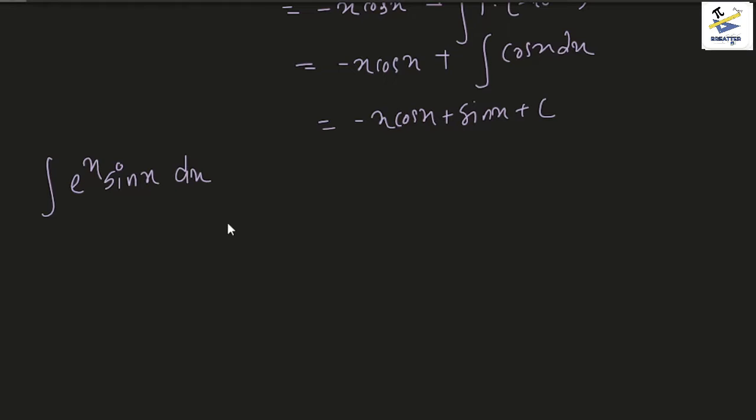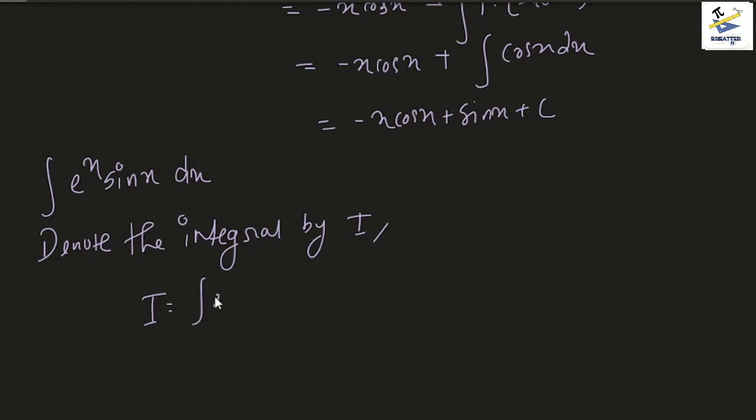Okay, let's see. Denote the integral by I. Then what we have is I is equal to integral of e to the power x sin x dx. Now if you remember in the rule ILATE, E, that is for exponential functions, came last, so obviously e to the power x is going to be the second function here, and sin x is going to be the first function.